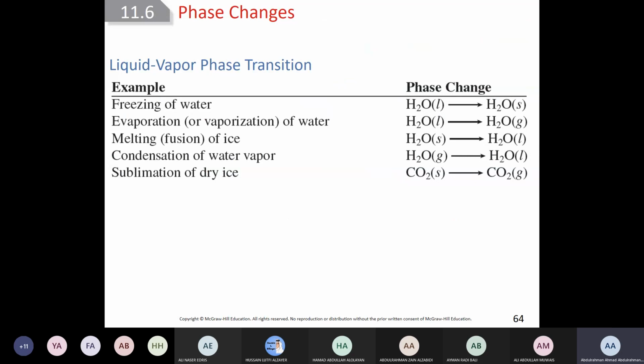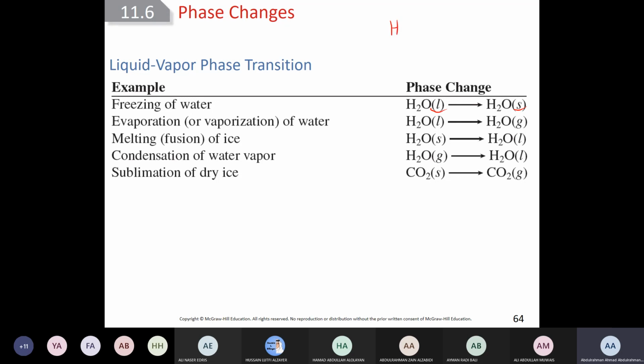Okay, these are the different changes and the reactions that represent them. Now, the first one, liquid to solid. Is this exothermic or endothermic? Exo, exactly. Exothermic. If you go from liquid to solid, this means we're going to give heat out. And this is exothermic.